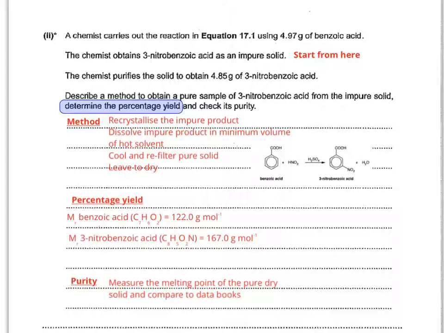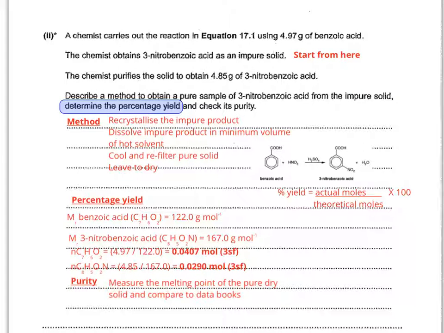So what you need to do is be able to convert this into moles. So putting down the equation for percentage yield, we want the actual moles, which is pretty much the moles from your 4.85 grams of 3-nitrobenzoic acid, over the theoretical moles, which is what you would expect from 4.97 grams of benzoic acid. So let's get those moles by taking those masses and calculating it.